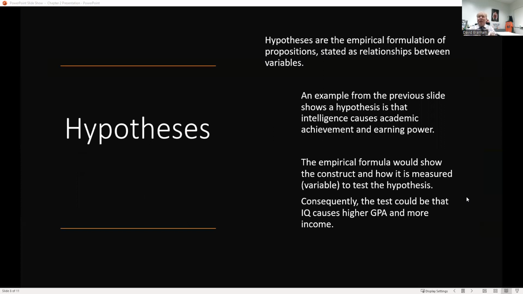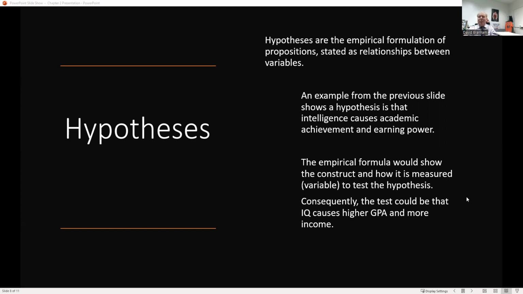Hypotheses. Hypotheses are empirical formulations of propositions stated as relationships between variables. When we say empirical, remember that's numerical. So when we say empirical, we're doing quantitative analysis, number comparison to see if the relationship exists. Hypotheses are used to formulate these empirical propositions. An example of this would be the previous slide that shows a hypothesis that intelligence causes academic achievement and earning power. That's a hypothesis.